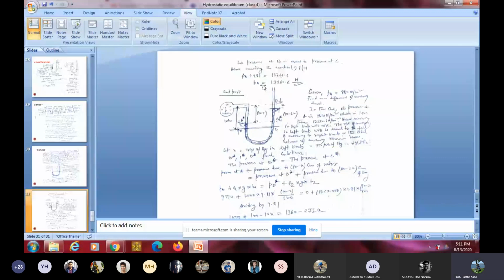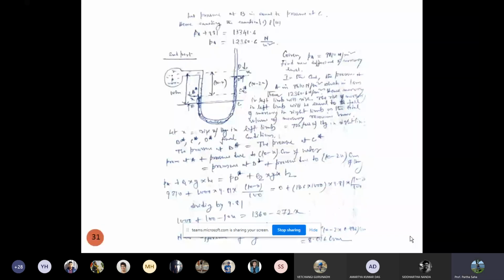Now the second case, he said the pressure decreases by 9810. So if the pressure decreases to 9810, what will happen? The mercury will be depressed in the right limb and mercury will rise in the left limb. You understand what I'm saying here? Initially, the pressure was 12,360. Now the pressure has decreased to 9810 Newton per meter square. So in that case, there will be a little bit of rise of the liquid in the left limb.